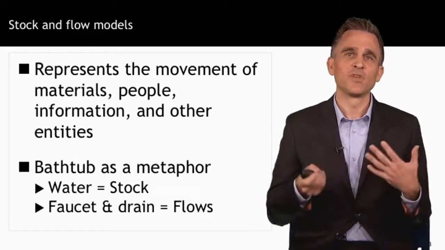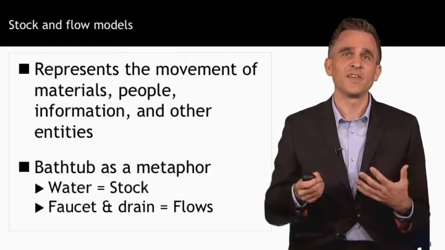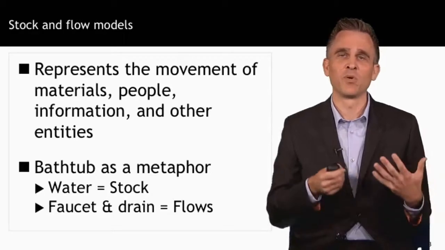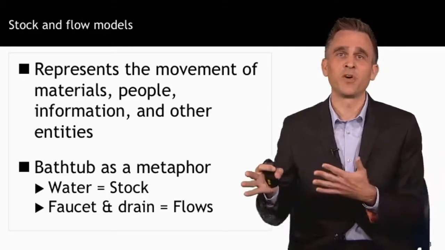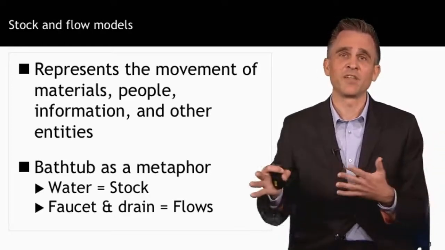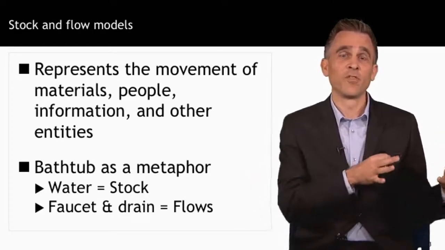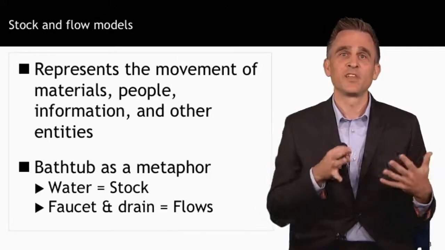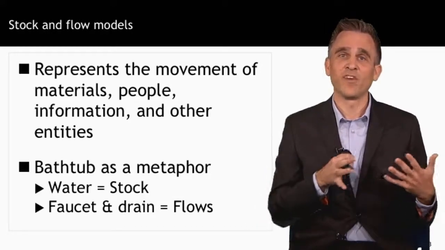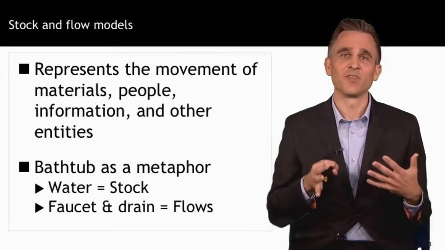Stocks and flows represent the movement of concrete entities, such as materials or people or information. This could include the flow of energy through the human body, or the movement of commodities in the food supply, or the flow of people in between different weight status categories. These are all things that can be quantified in some way, and they're dynamic. They don't remain constant over time.